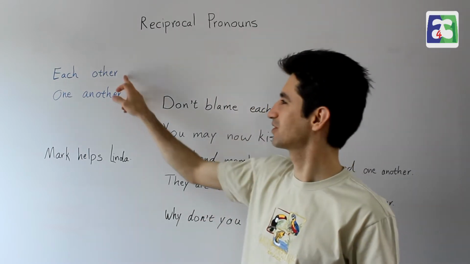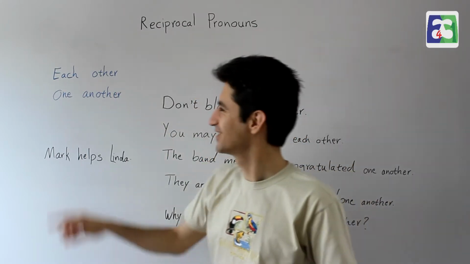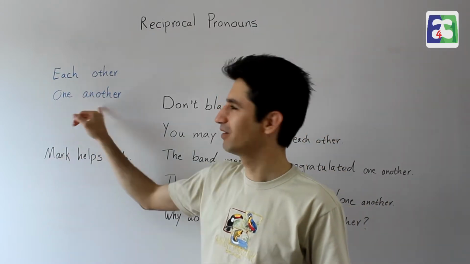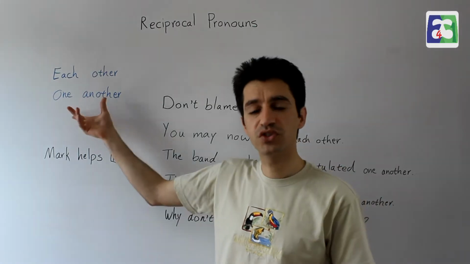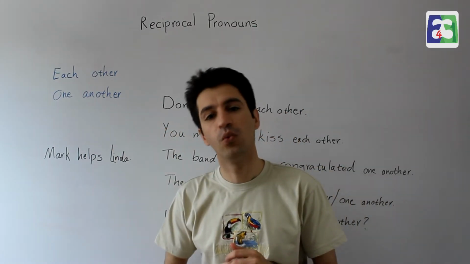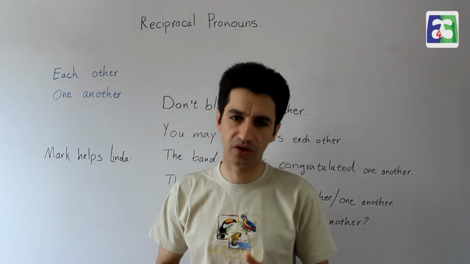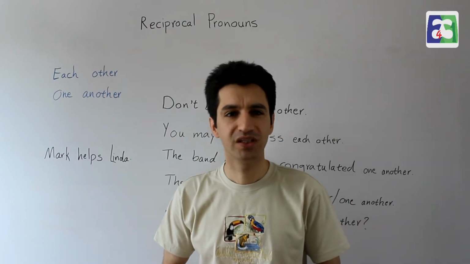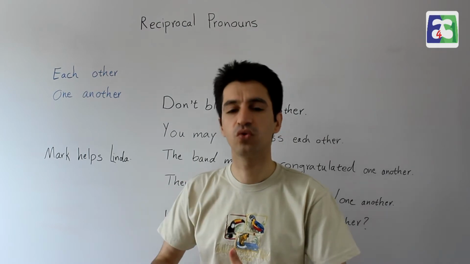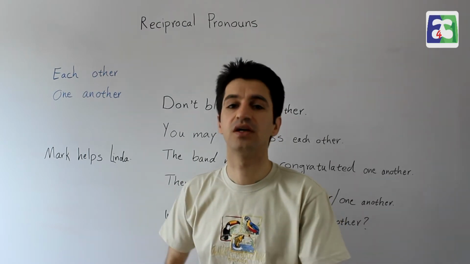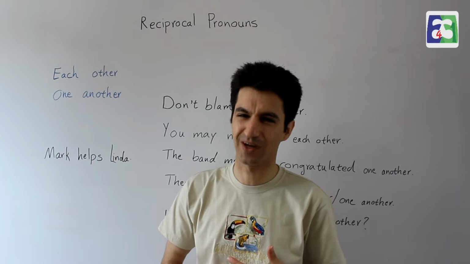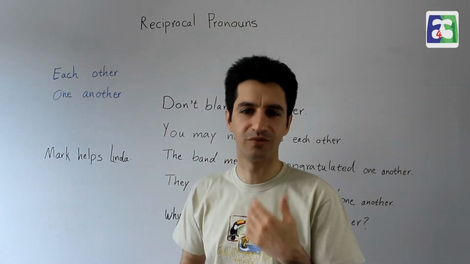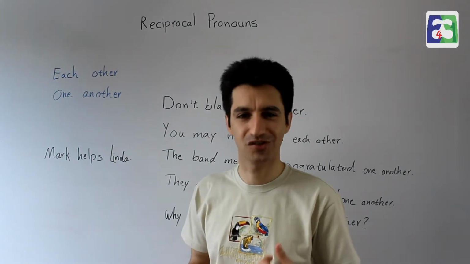This S over here is because I've got two over here. So each other is a reciprocal pronoun. One another is another one. We use reciprocal pronouns when an action is done by two or more people. We use them when the people who are doing the action are receiving the action as well. The people that carry out the action also benefit from that action, or they face the consequences.